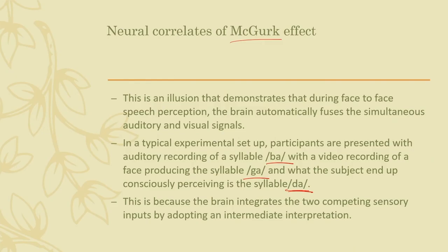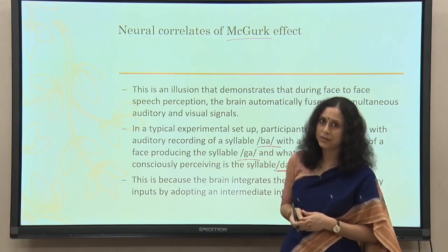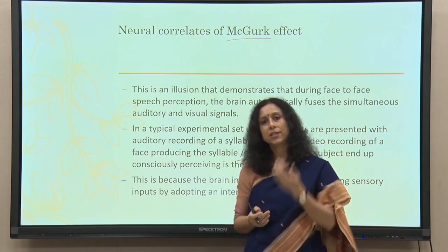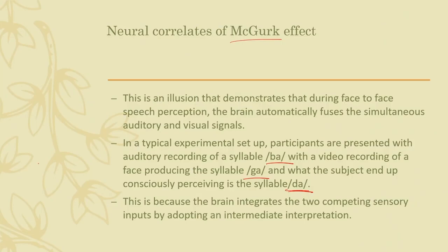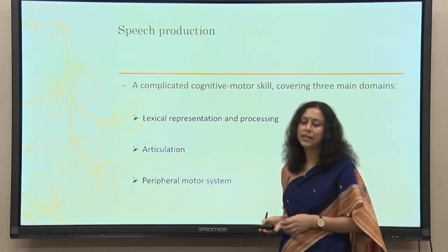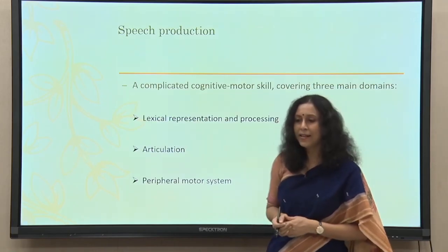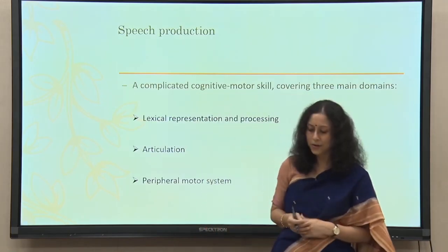In the pathway where articulation takes place, ba is produced at the opening of the mouth, and ga is produced towards the back of the channel. So what the brain does is fuse them. This is how our vocal channel is: ba is produced here, ga is produced here, and what the brain ultimately thinks it heard is something in between, da. So it fuses both signals together, integrating the two competing sensory inputs and adopting an intermediate position. The brain is a fascinating organ, probably the most fascinating of all organs.